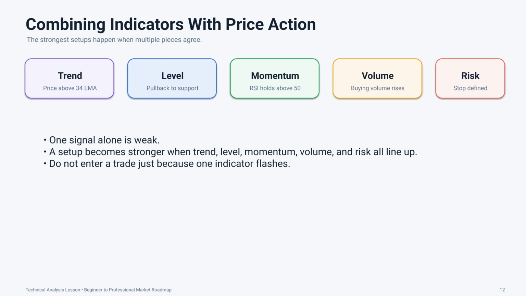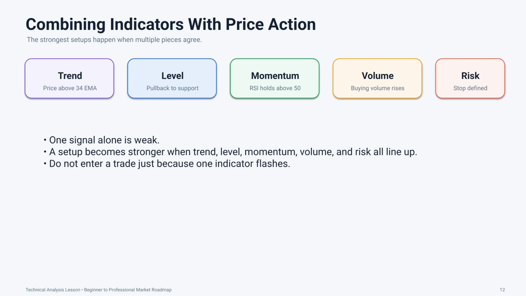The fifth part is risk. The stop loss is clearly defined. This is very important because every trade must have a plan before entry. Now, when all of these line up together, the trade idea becomes stronger. We have trend, support, momentum, volume, and risk all working together.